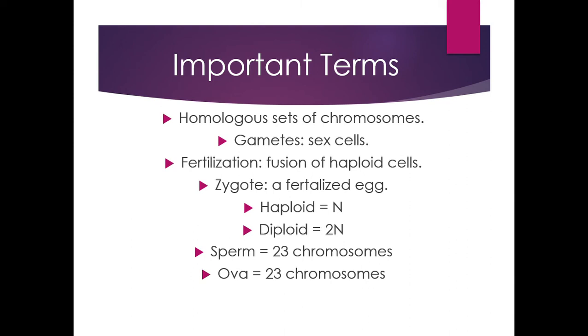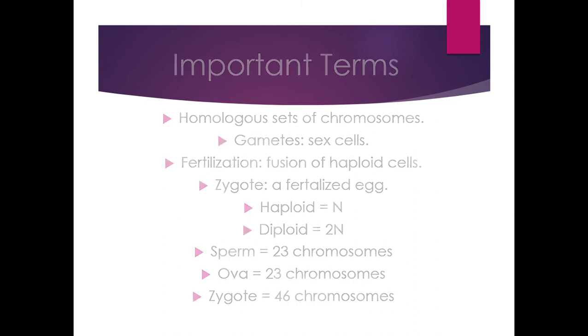So if we talk about a diploid particle or cell, then we have to multiply the chromosomes times 2. That is why it is D, which means double. So if a sperm and an ova get together, they form a zygote. That zygote will not have 23 chromosomes, but it will have 46 chromosomes in total.